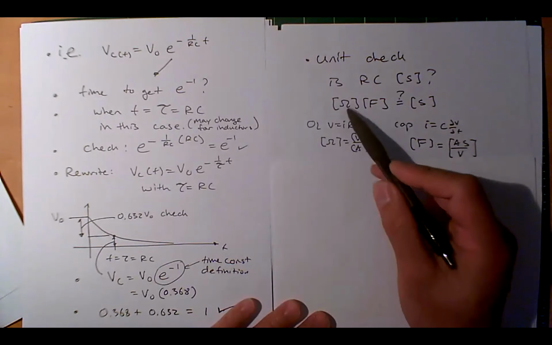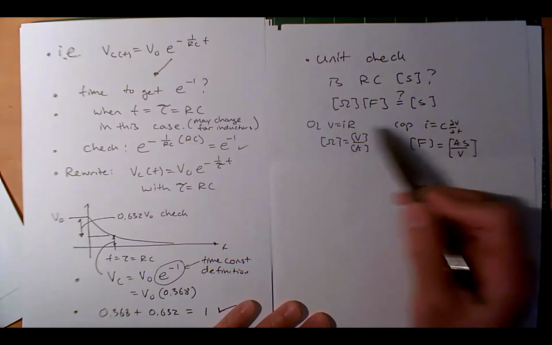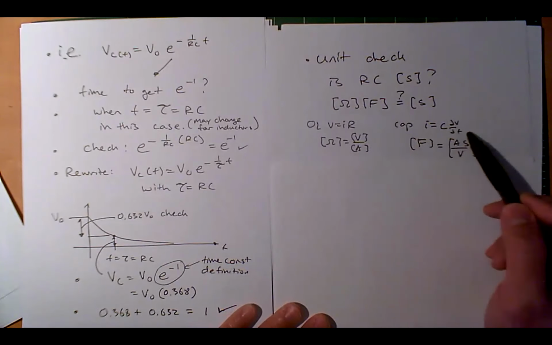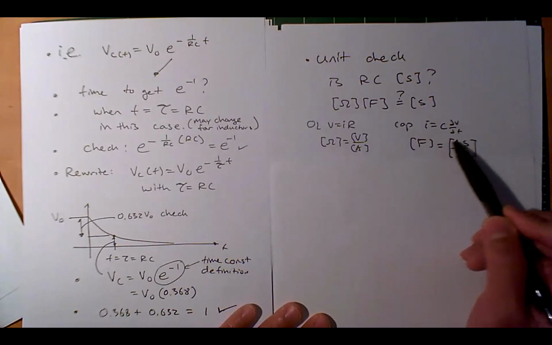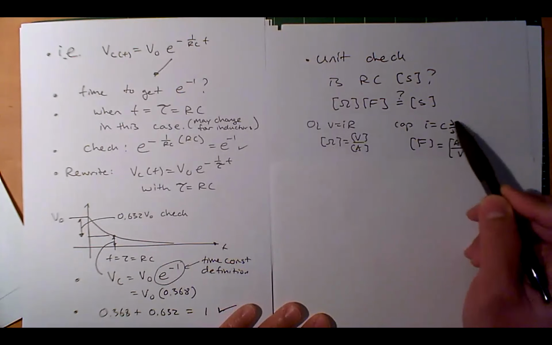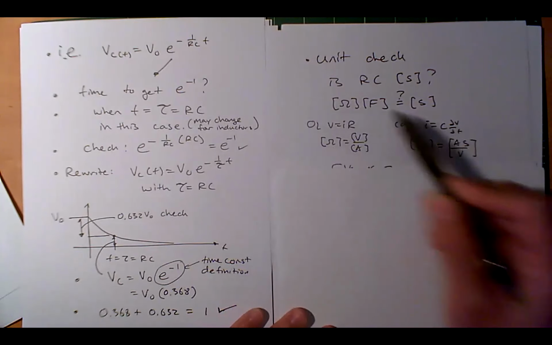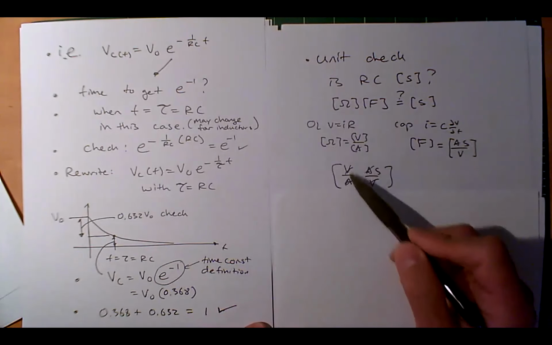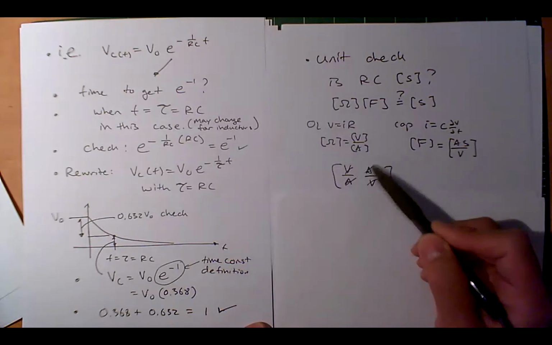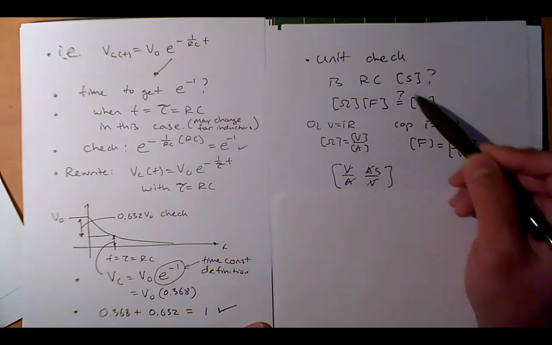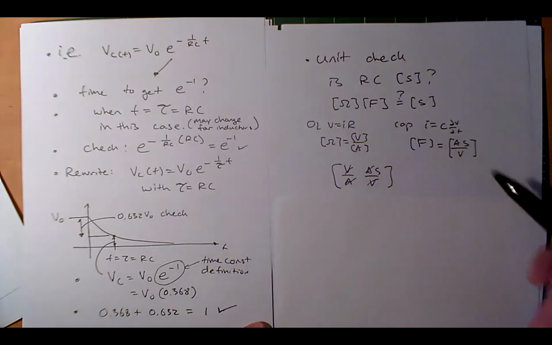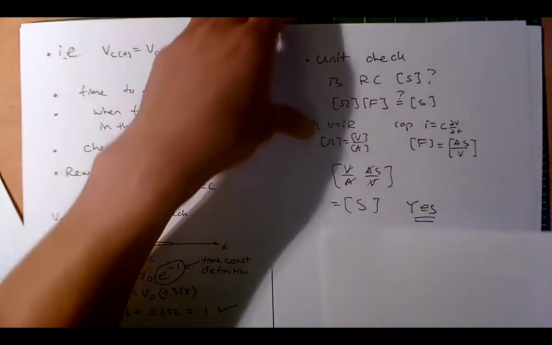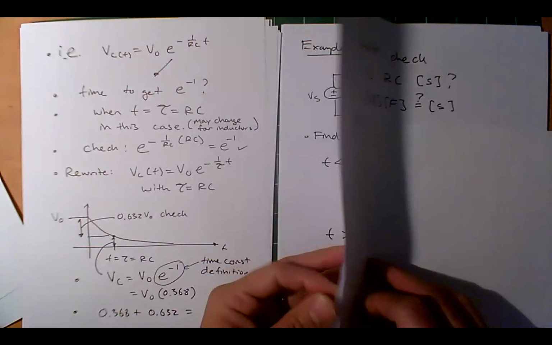Well, where can we get ohms from? Ohm's law. Where can we get a farad from? Our capacitor equation. So an ohm is volt over amp, and a farad is an amp second per volt. Okay, so let's multiply them together: volt over amp times an amp second per volt. Cancel, cancel, cancel. Yes. And RC, resistance times capacitance, is actually describing seconds. Very cool.